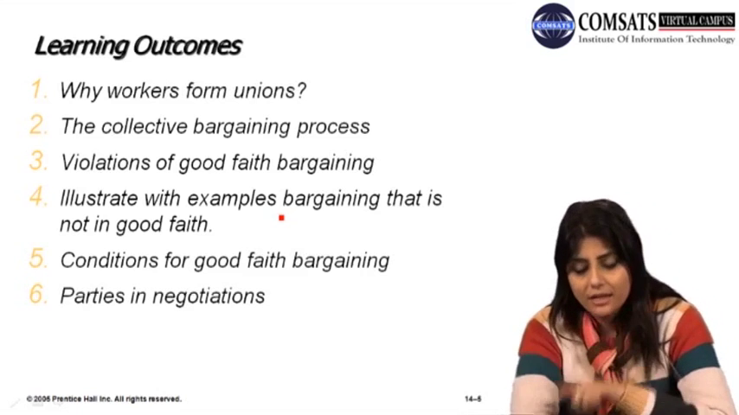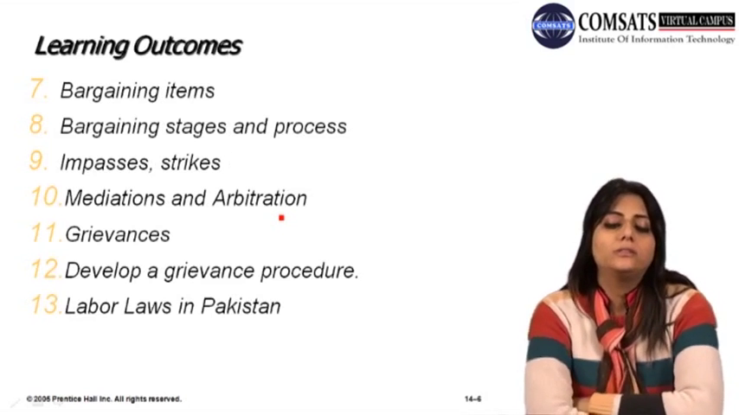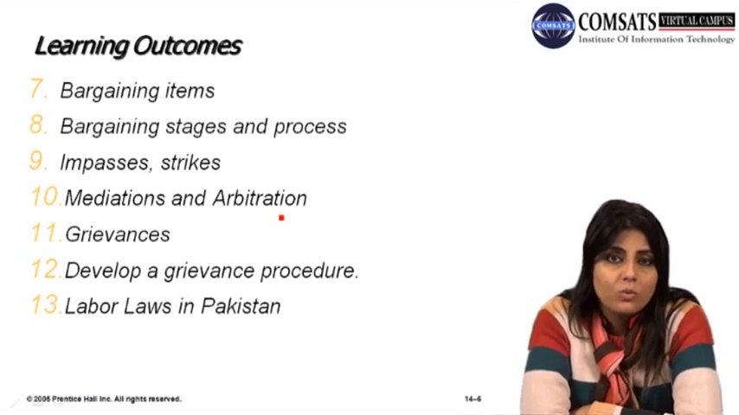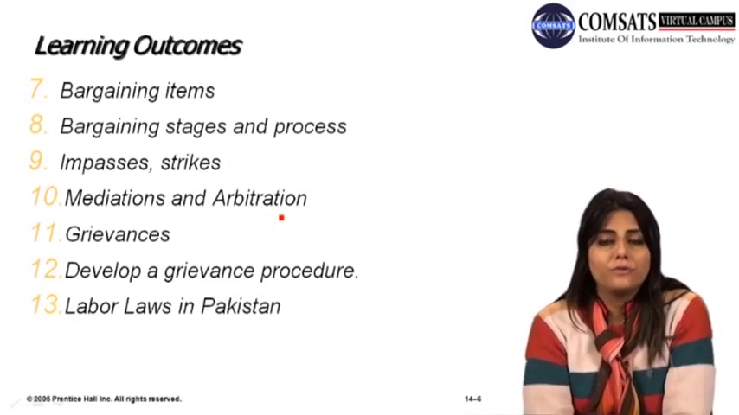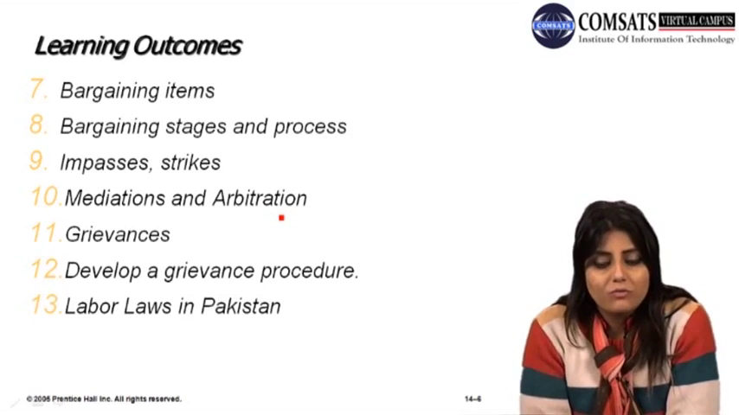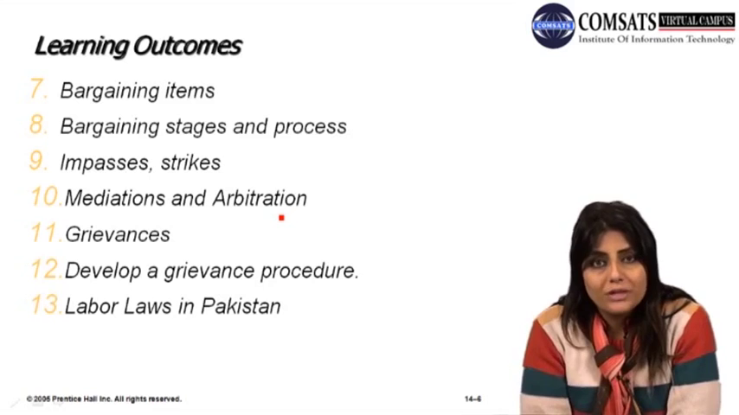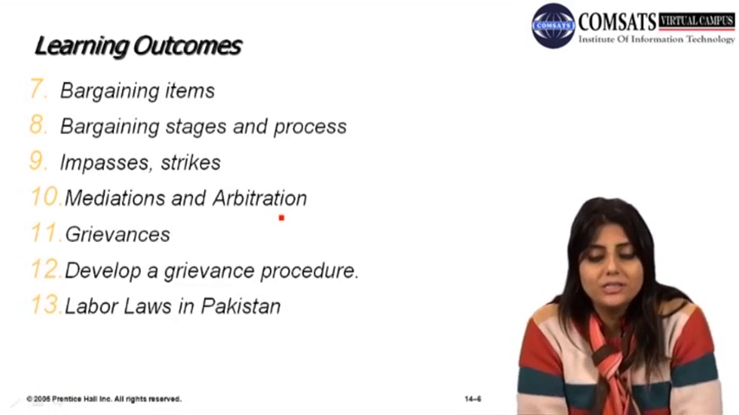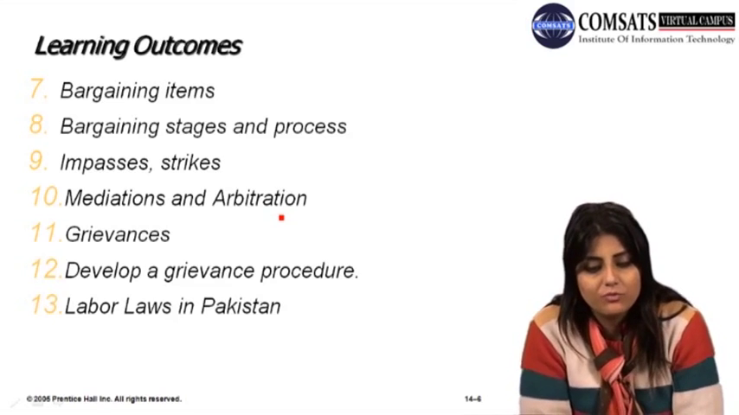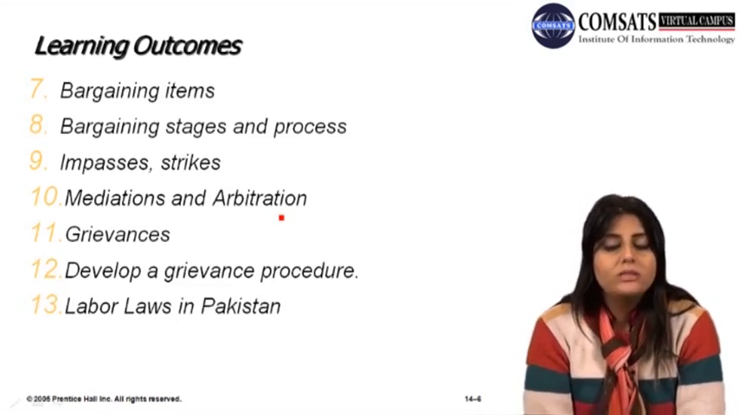We'll see the parties that are involved in negotiations or in good faith bargaining, and we'll see the bargaining items. What are the different mandatory items in good faith bargaining? What are the different voluntary items involved in good faith bargaining? And what are the different prohibited items that are involved in the bargaining? Then we'll see the bargaining stages and the different processes which are involved in bargaining.